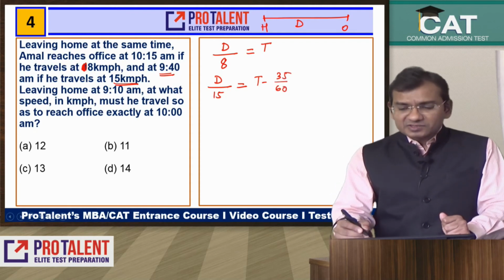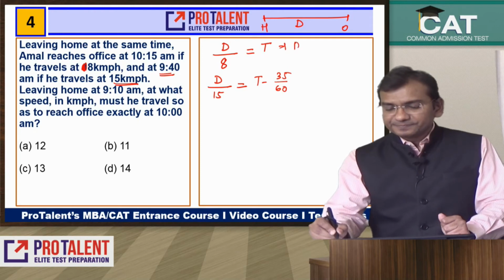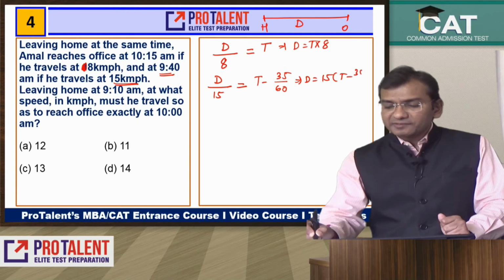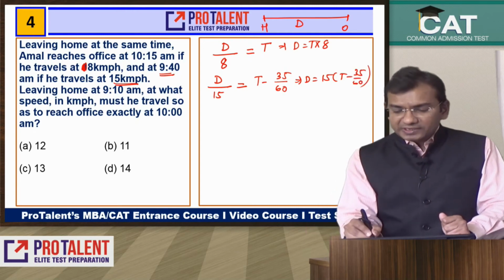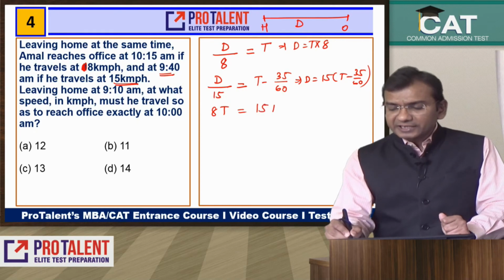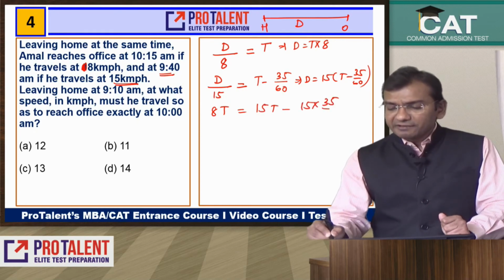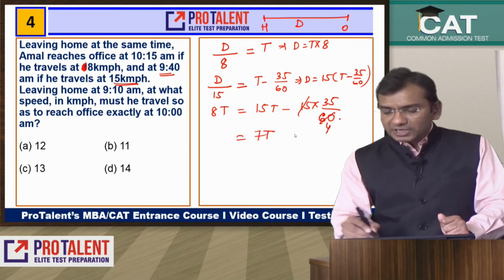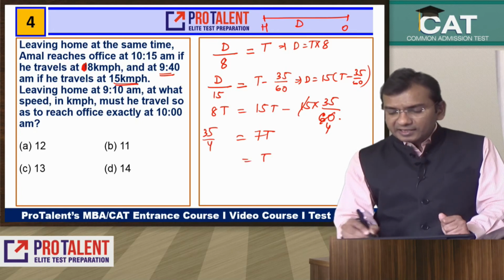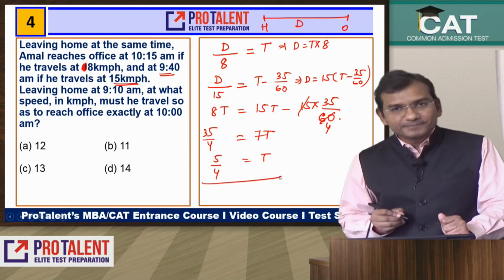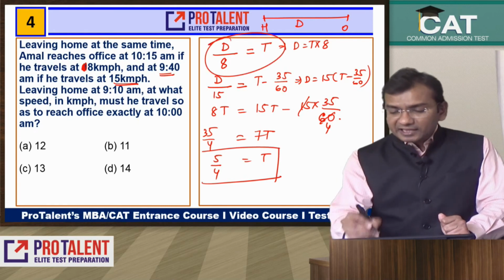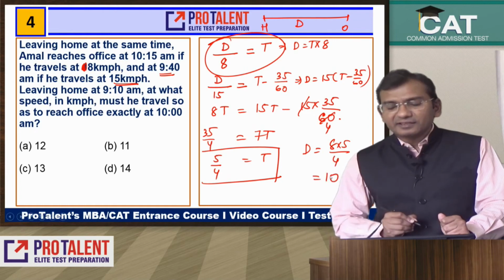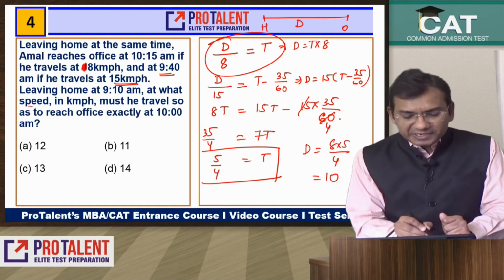Okay, so what happens? We have d is equal to t into 8, d is equal to 15 into t minus 35 by 60. ये दोनों सेम होंगे, इक्वेट कर देते हैं. 8t is equal to 15t minus 15 into 35 by 60. So we are left with 7t is equal to 15 4s are 60, 35 by 4. So our t is equal to 5 by 4. Easy. So if t is 5 by 4, our d is equal to 8 into 5 by 4, which is 10.